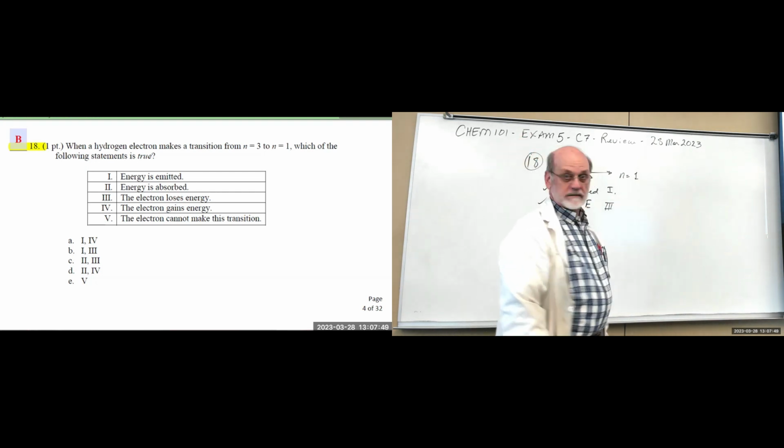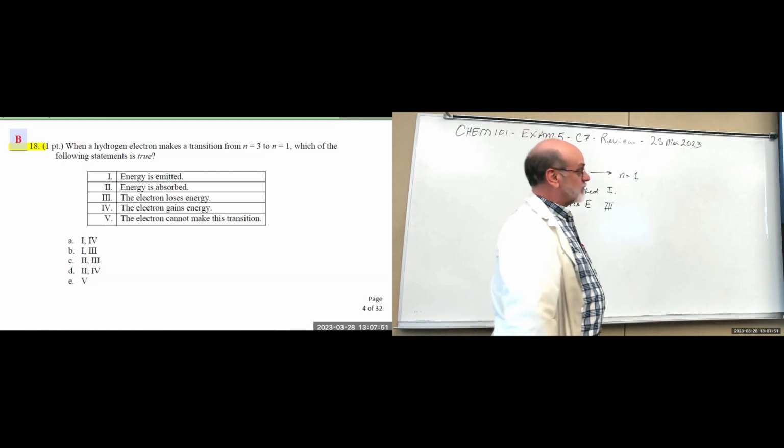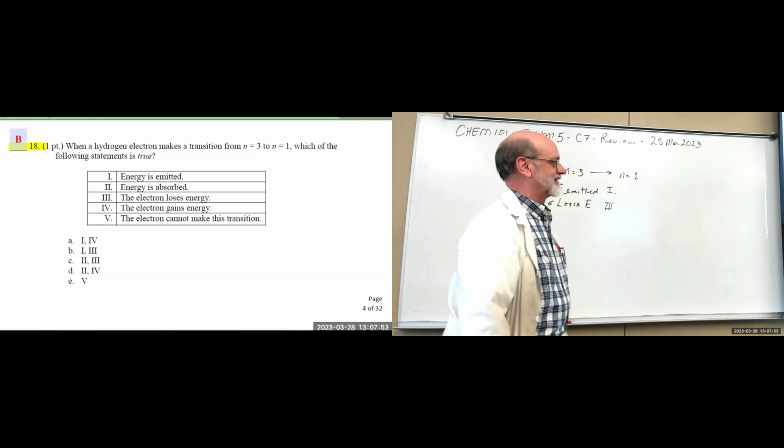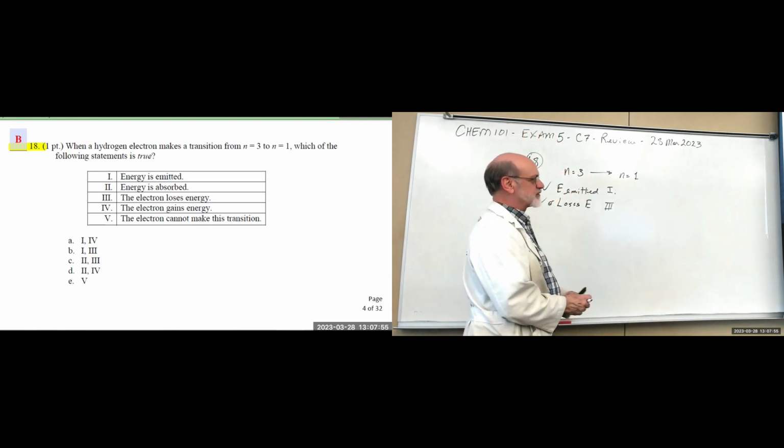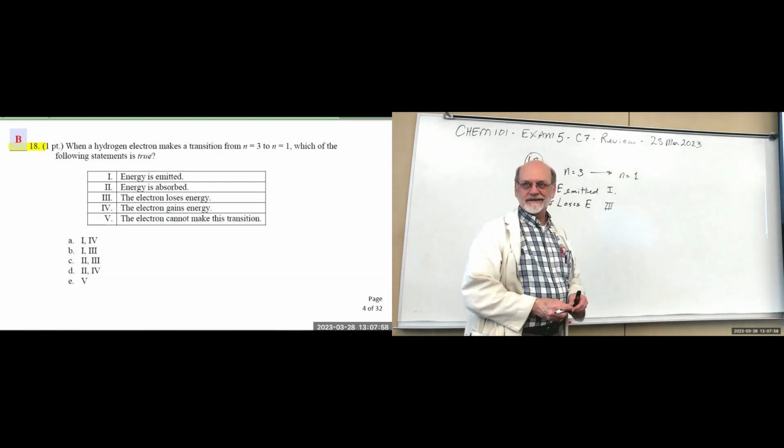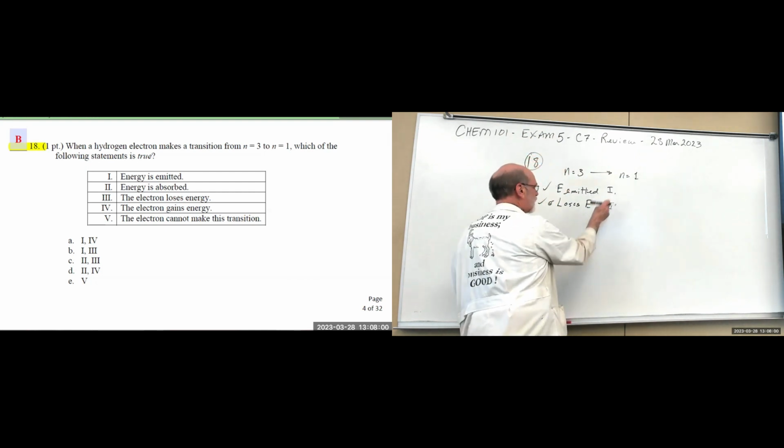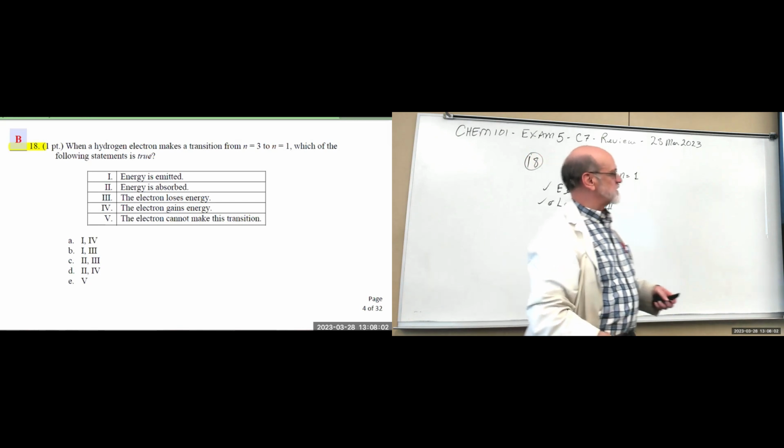Okay. No, I can't have both. Electron cannot make this transition. Okay, I think we were searching for something to fill in the blank. So it's 1 and 3. 1 and 3 is B.